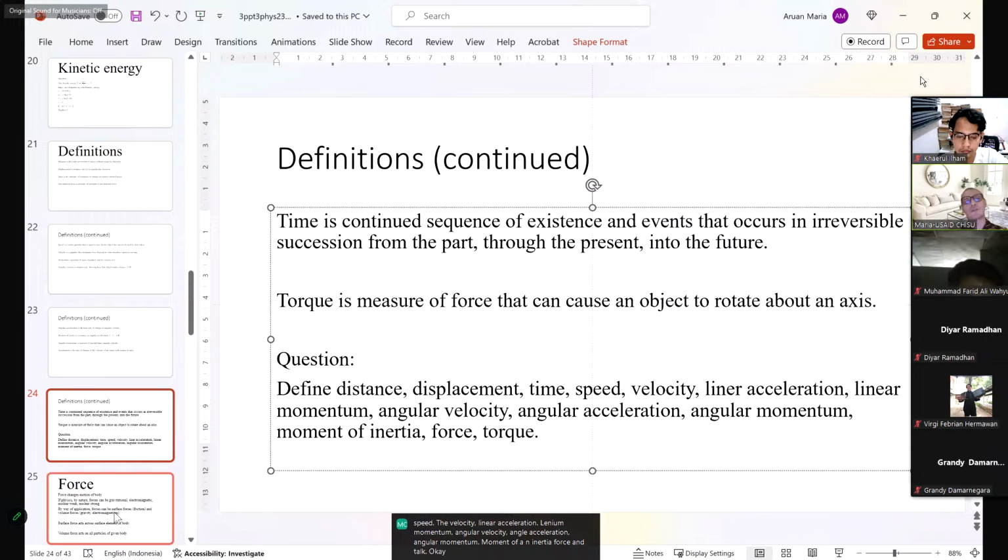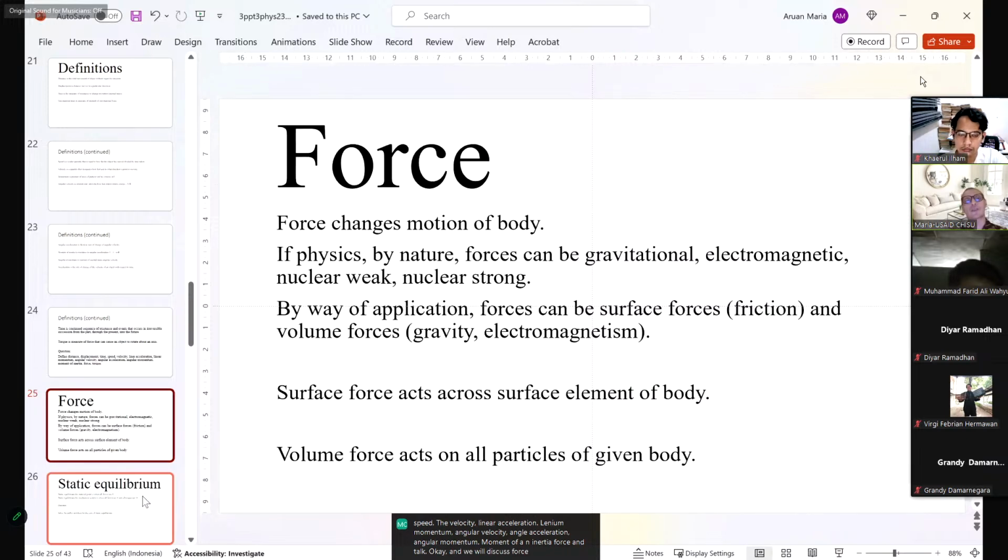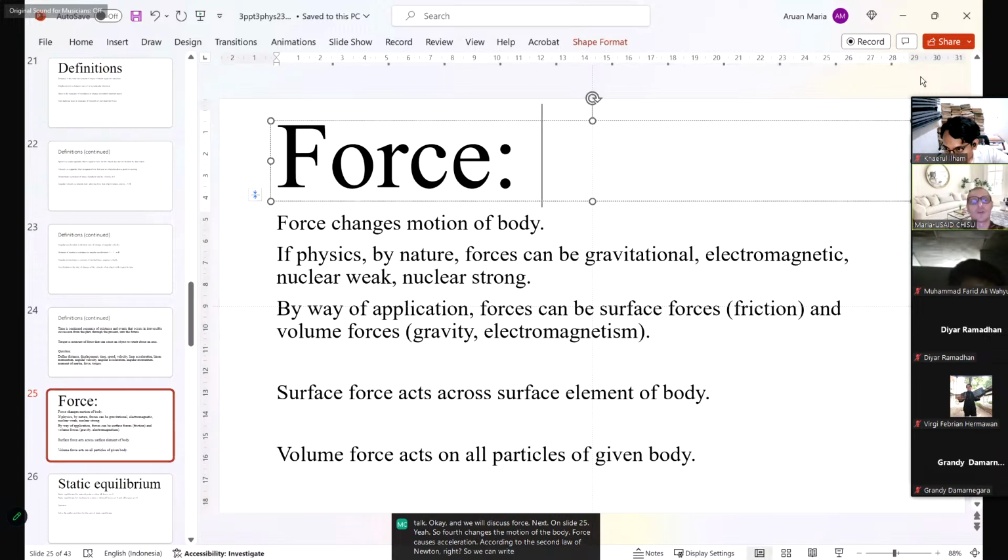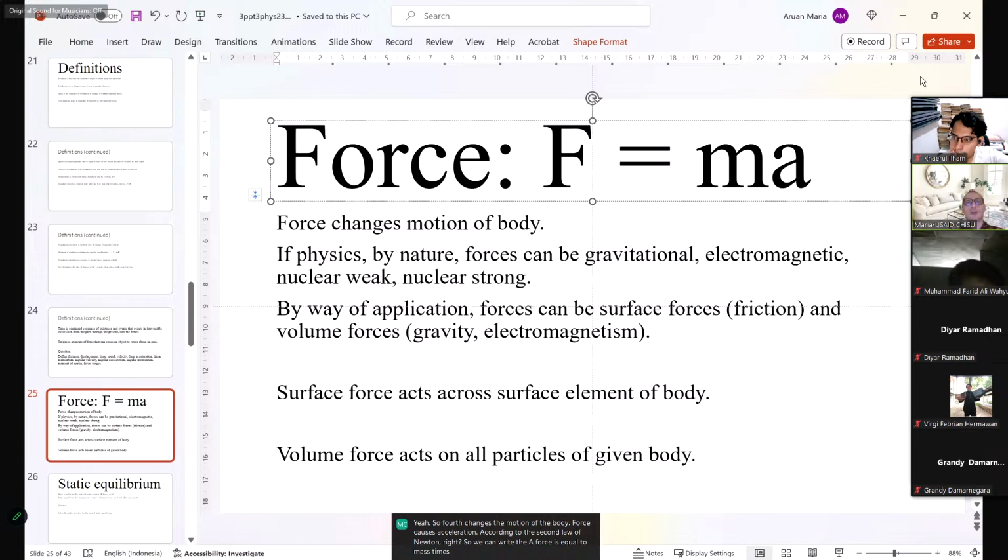Okay, and we will discuss force next on slide 25. Yeah. So force changes the motion of the body. Force causes acceleration, according to the second law of Newton, right? So we can write that a force is equal to mass times acceleration, according to the second law of Newton. So force changes motion of the body. Force causes acceleration, so the velocity of the body will be changed.